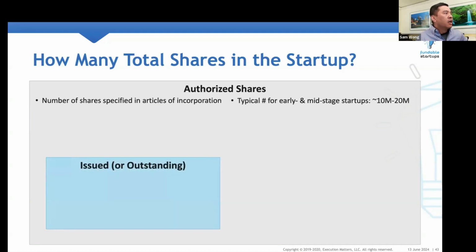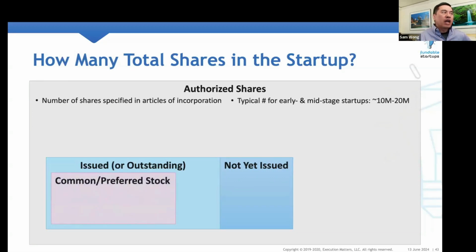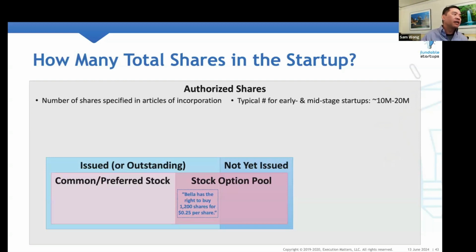Separate issue. Then you have the concept of issued or outstanding shares, and then the concept of not yet issued shares. What does that all mean? That gets a little confusing. In the area of issued shares, you have common and preferred stock, just two major classes of stock. Then you have a stock option pool. Remember, we said earlier that Bella is the CTO, and she has the right to buy 1,200 shares at 25 cents a share. So Bella's stock rights would fall into that dark pink option pool portion of this diagram. Remember, we had vesting, the 4-year vesting cycle with the 1-year cliff.